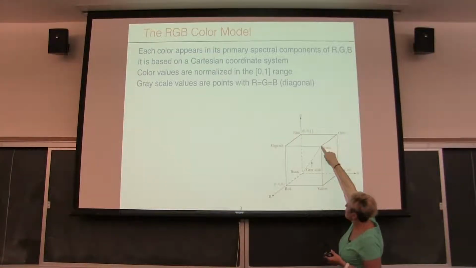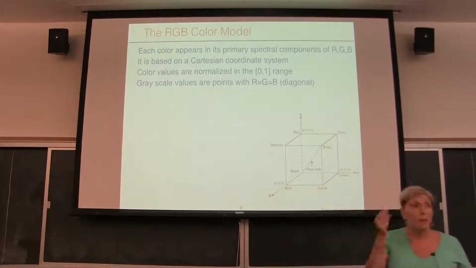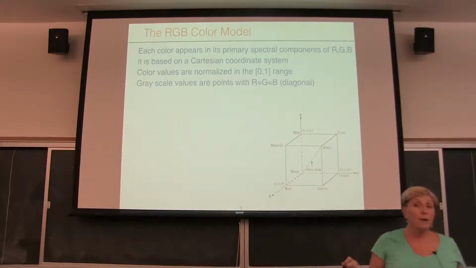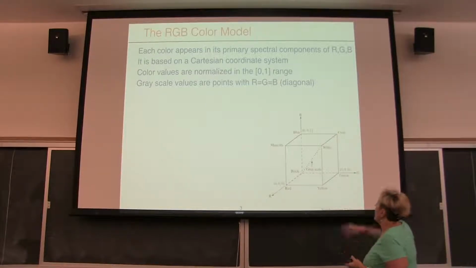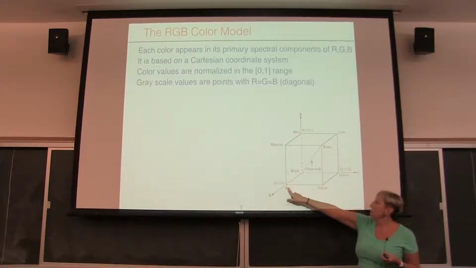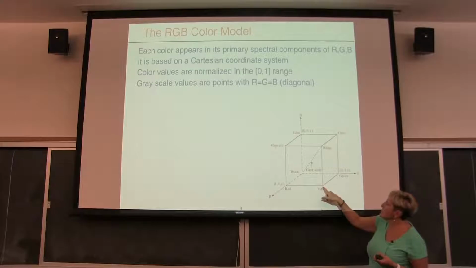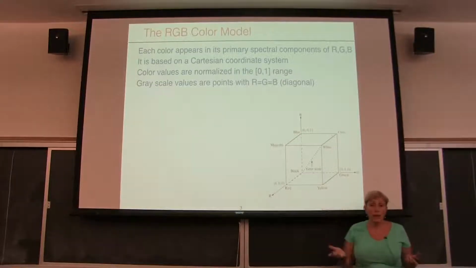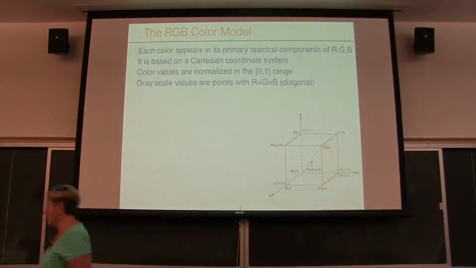The corner over here has equal amounts of red, green, and blue, equal to the maximum, the 1, 1, 1 point, and that is equal to white. This color over here has 100% of red and 100% of green and 0% of blue, and that corresponds to yellow, and so forth. So this is the RGB color map.